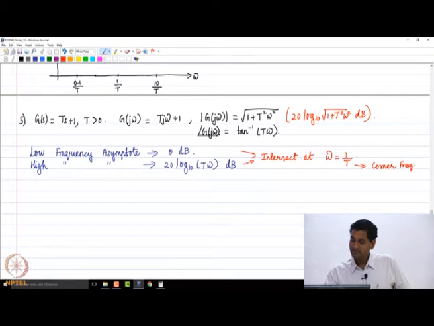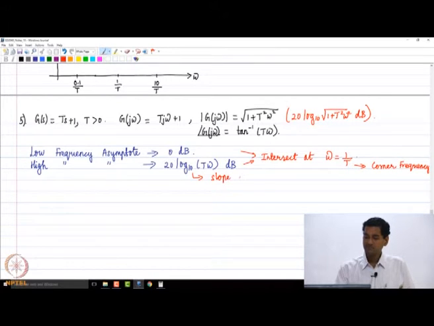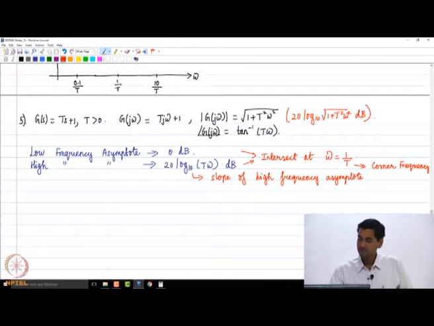Now, what is the slope of the high frequency asymptote? The slope of the high frequency asymptote is going to be plus 20 decibels per decade. That is also pretty standard. You repeat the same calculation, substituting 10 times omega, and you will get 20 plus 20 log to the base 10 of T omega. So, from omega to 10 times omega, you have an increase of 20 decibels. That is why the slope is 20 decibels per decade.